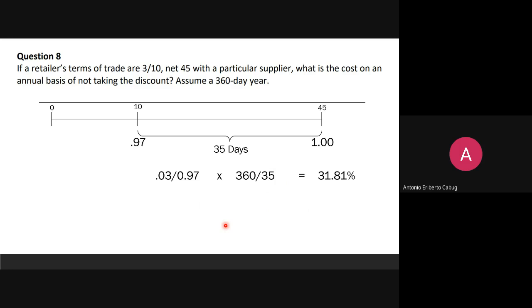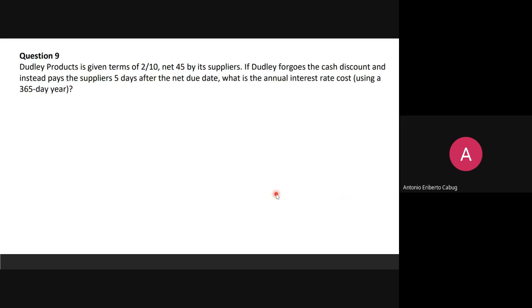Okay? Okay, thank you for notifying, Daniel. Meron daw internet issues. So very good. Many of you were able to answer it correctly. That's 31.81%. Okay, do you have any questions so far? Meron ba tayong mga tanong dyan? Okay, kung wala, let's go to question 9.